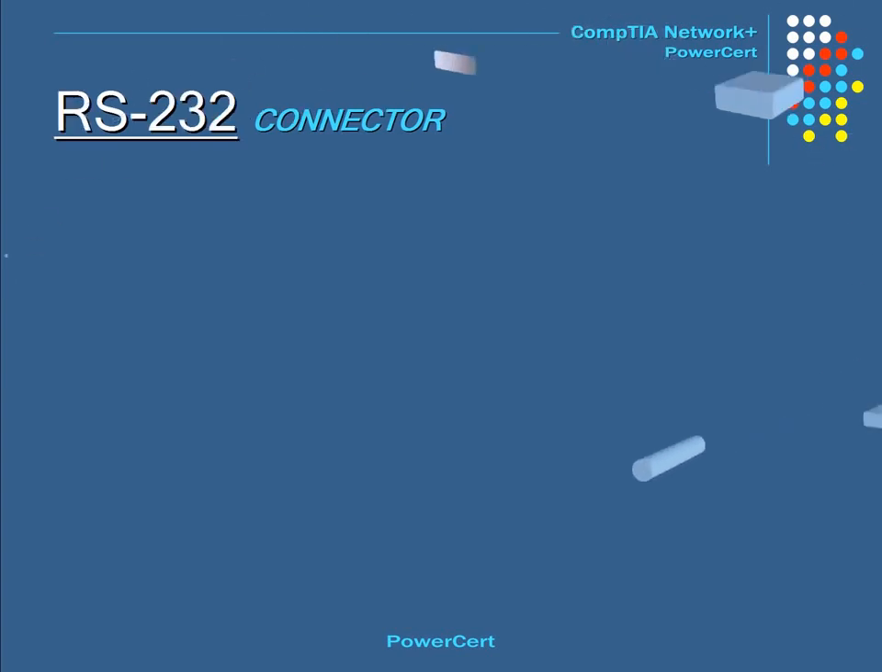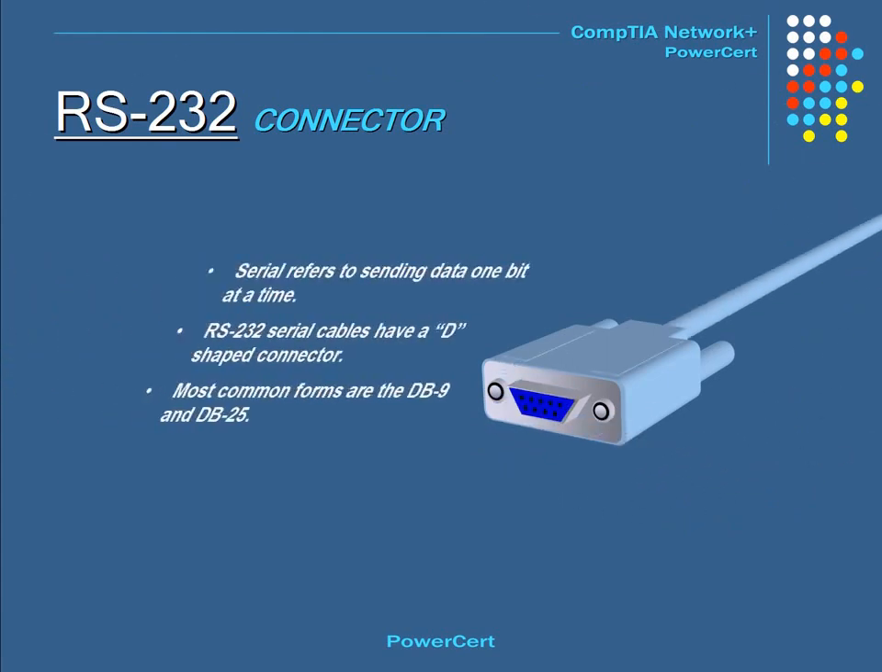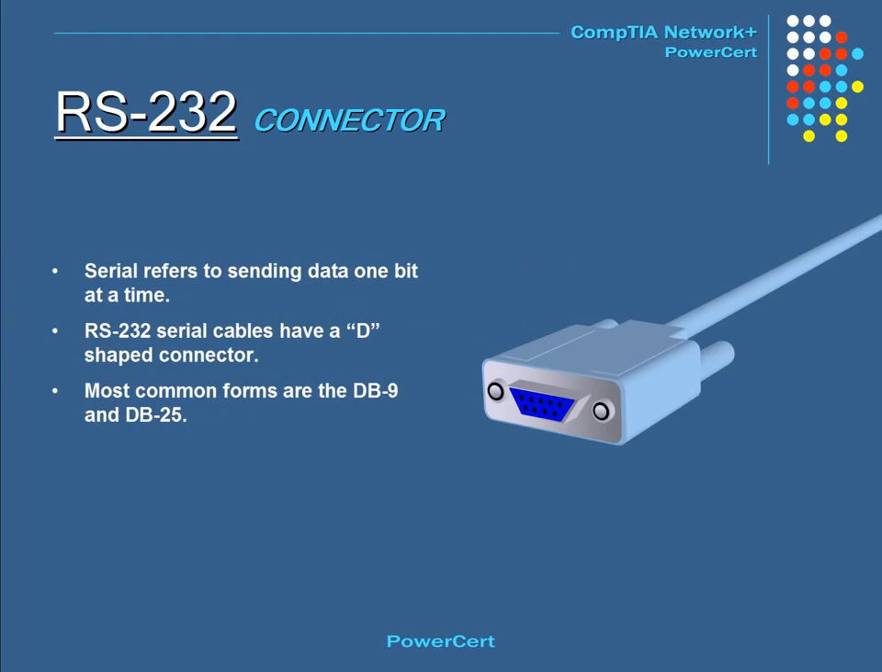The term serial refers to sending data one bit at a time. Serial cables are cables that carry serial data transmission, and the most common form of serial cables use the RS-232 standard, which uses the common D connectors, such as the DB9 and DB25.